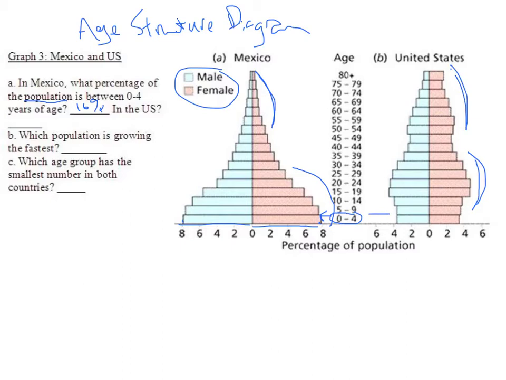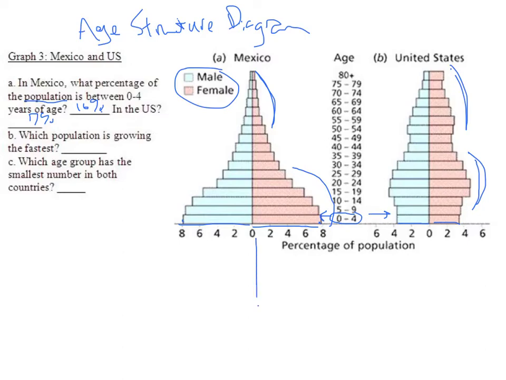Then to answer the second part of the question, we want to look at the United States as well, and we'll do the same thing. Add the girls and the boys. We have about 3.5 and about 3.5 maybe. So we'll say for that one we're looking at about 7% of the U.S. population is that age.